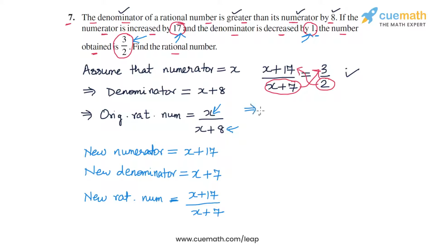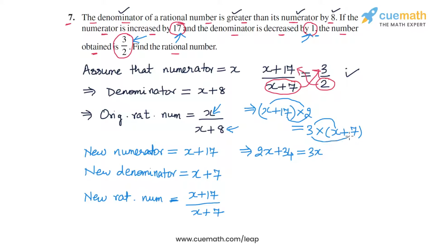Alright, so on the left side we get x plus 17 into 2, and on the right side we get 3 into x plus 7. So let's expand the products. On the left side we get x times 2, so that's 2x, and we get 17 into 2, that's 34, and on the right side we have 3 into x, so that's 3x, and we also have 3 into 7, so that's 21.